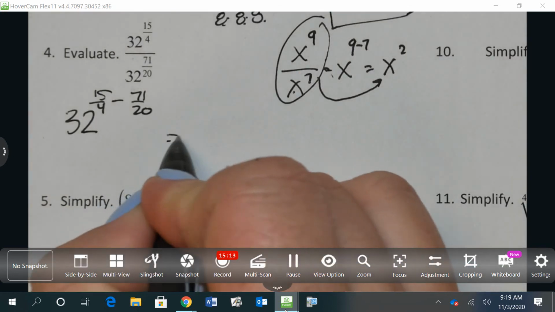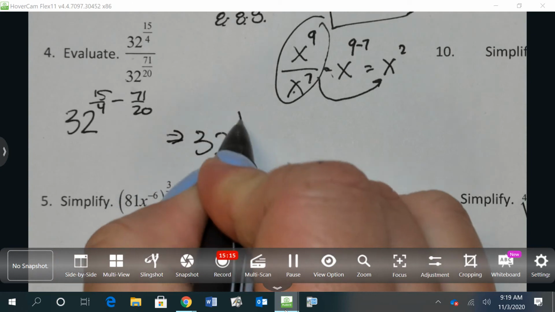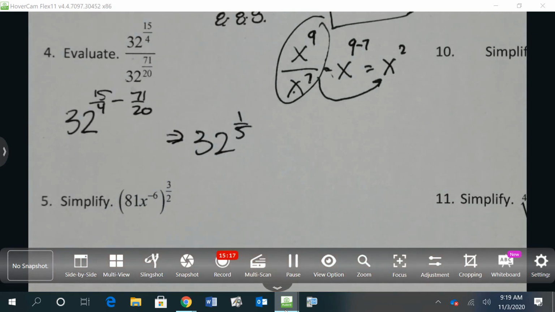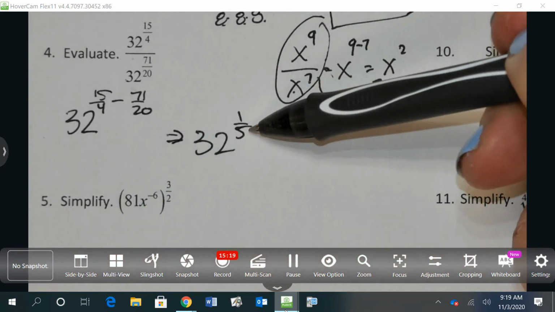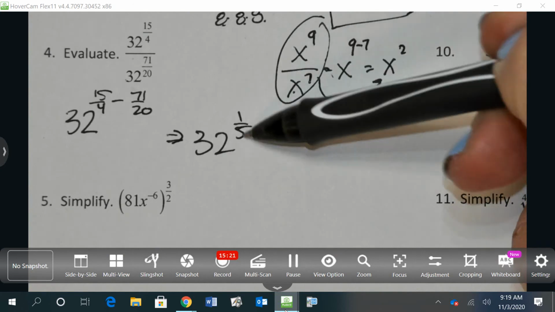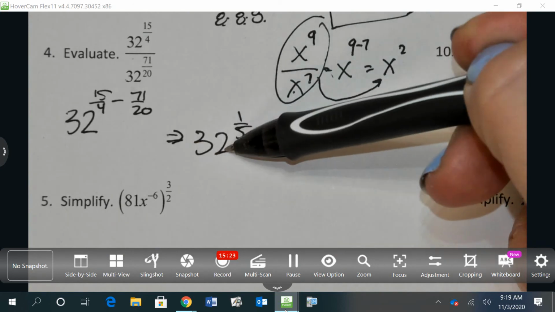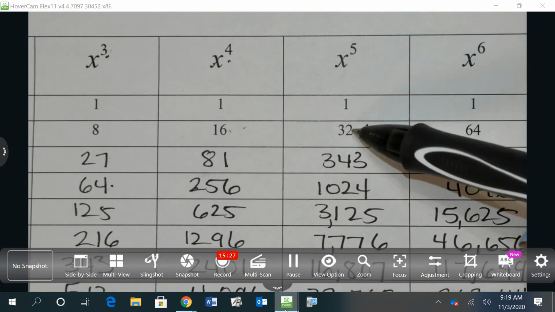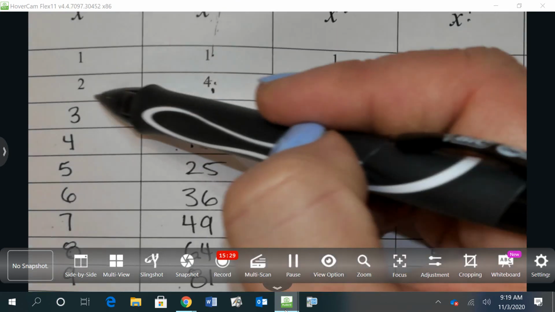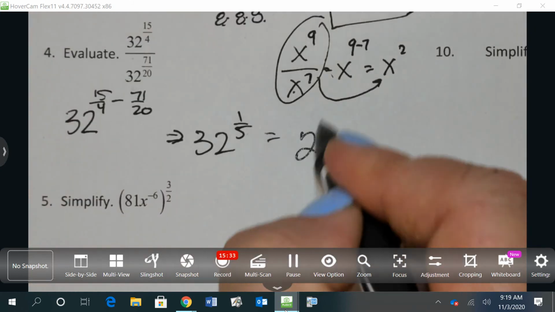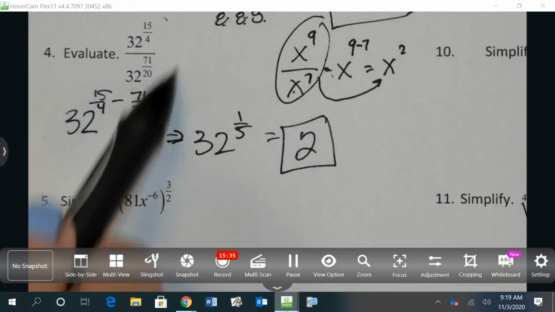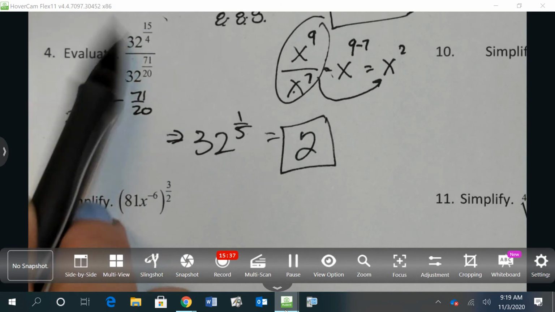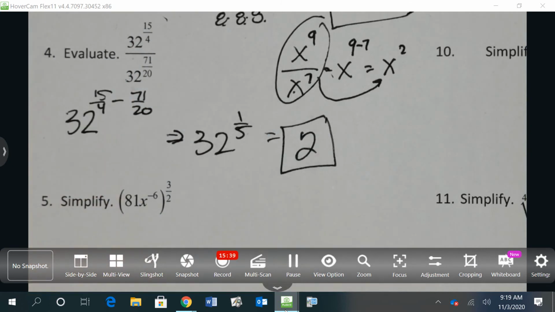So this becomes 32 to the 1/5. Now, am I done is the question. Well, here's how you can check. I go to column 5, that bottom number, and see, is there a 32? Here's column 5. Oh, there is the 32, and that is equivalent to 2. Final answer, 2. This whole thing that's really overwhelming to look at actually simplifies simply to the whole number 2.